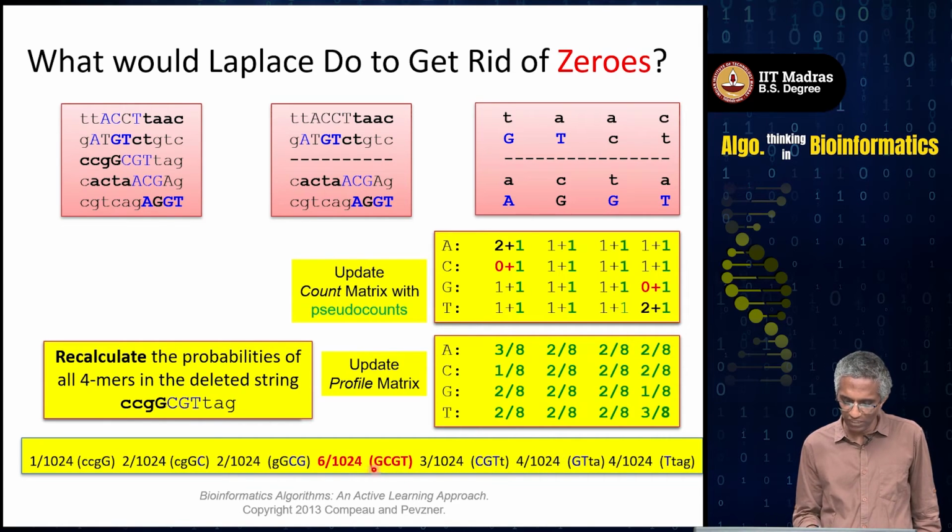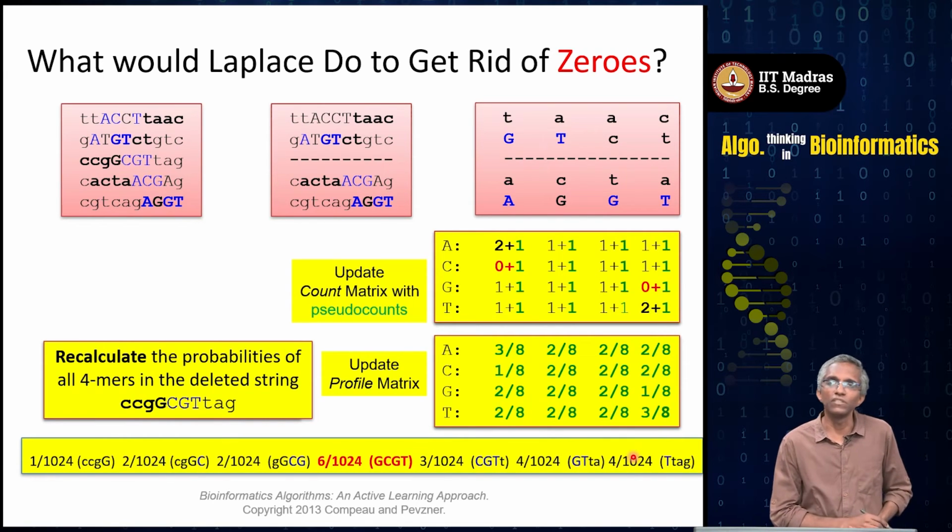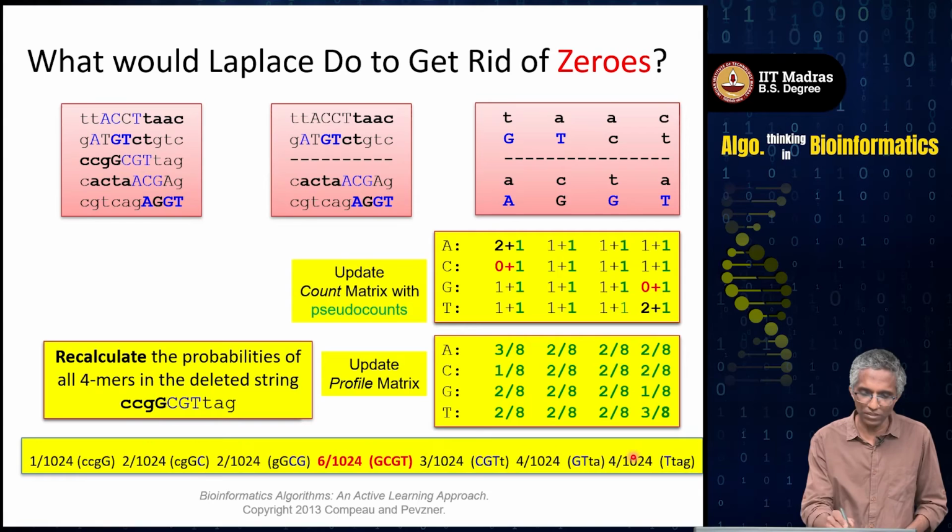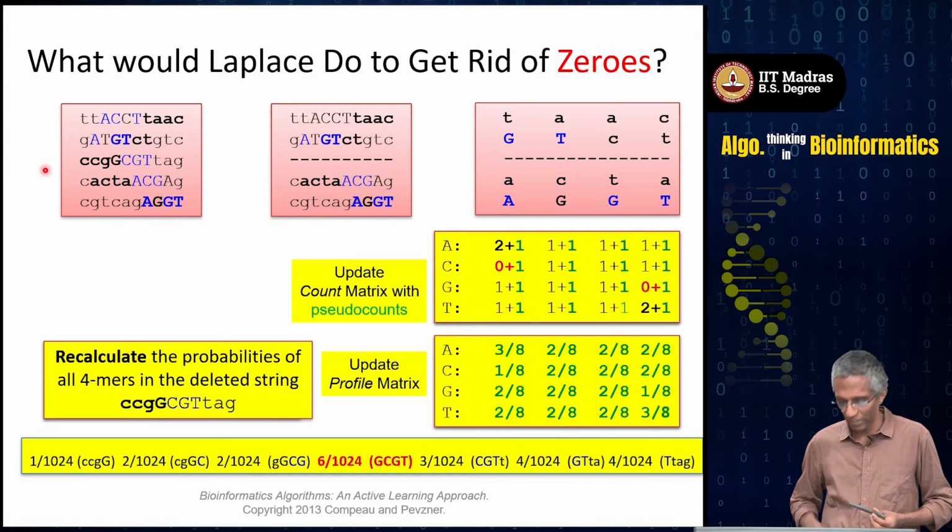So, you will not necessarily only select GCGT. Sometimes, based on the random coin throws by the Gibbs sampler algorithm, you can also select this GTTA, which is 4 over 1024, or TTAG, which is 4 over 1024, or for that matter any of the other k-mers in this particular deleted sequence, okay, this third sequence that was deleted, right.